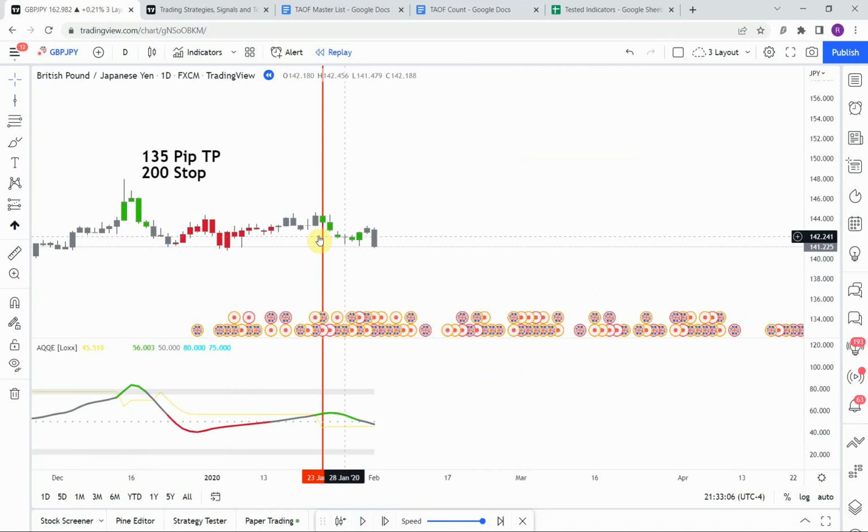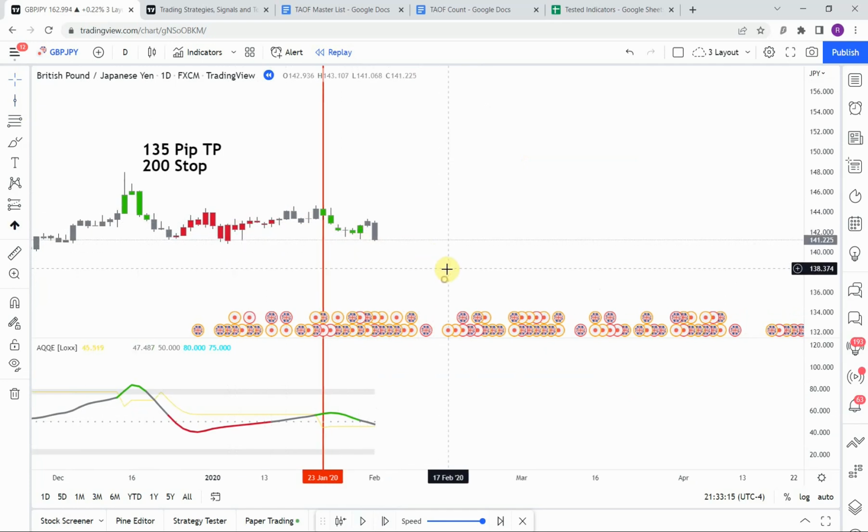Alright, so the first signal that we pick up is a long signal. We get those green bars starting right here. We get an immediate push to the downside there. That one does come down and stop us out. And let's go ahead and move on.